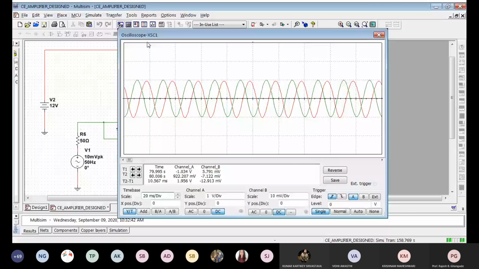Okay, the other way around. Divide. Our gain was 142. Divide that by square root of 2. What do you get?